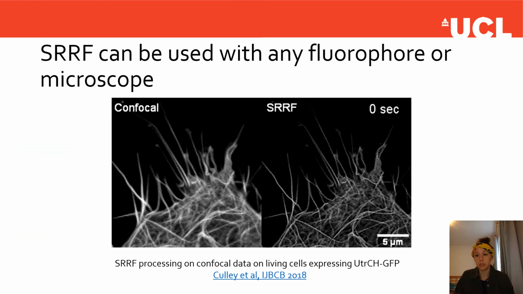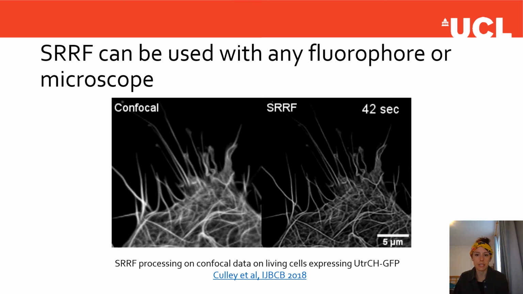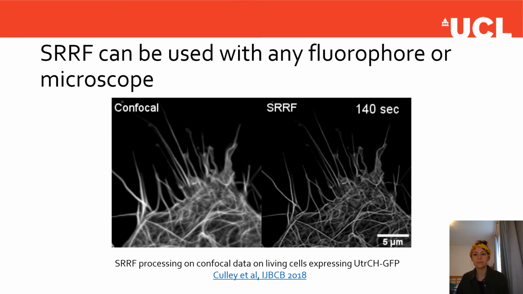One of the nice things about SRRF, for example, is that it can be used with any fluorophore or any microscope. So this is an example of an ultrafine GFP image in a confocal microscope. SRRF normally uses 10 to 100 frames per single SRRF image. So it analyzes the fluorescence in a series of images and compresses it into one, in the same way that single molecule localization algorithms do, but without trying to find single molecules. And again, you can see this is live cell data. The cell's pretty happy in there, and we've got nice high temporal resolution.